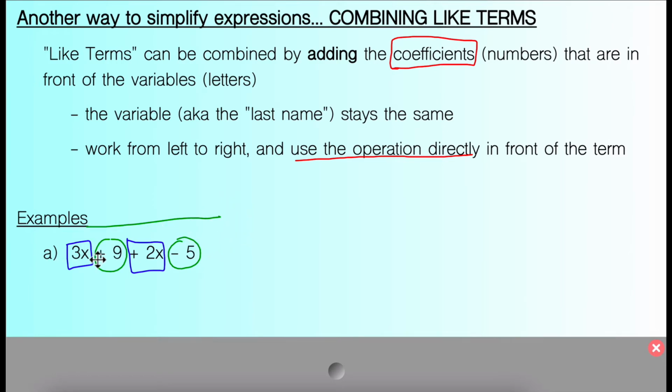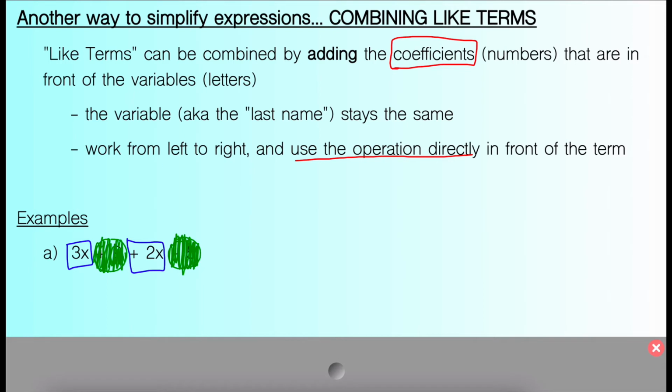The very first term in this expression is 3x. And I know that it matches with this 2x here. So I'm going to temporarily cross out all the other stuff. Just pretend it's not there. Mentally block it out. I'm going to actually block it out since I can cross it out. So all that's left now is 3x plus 2x.